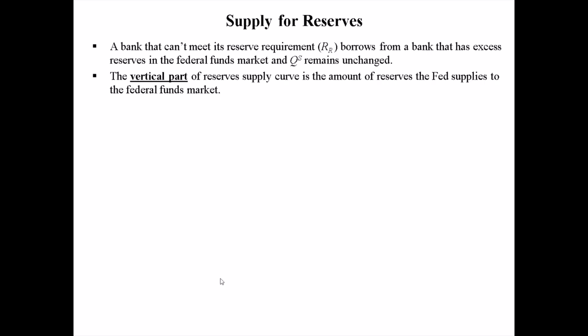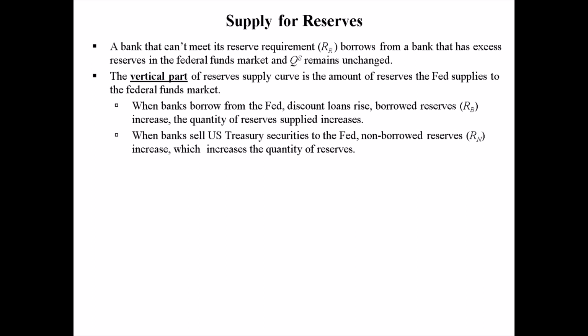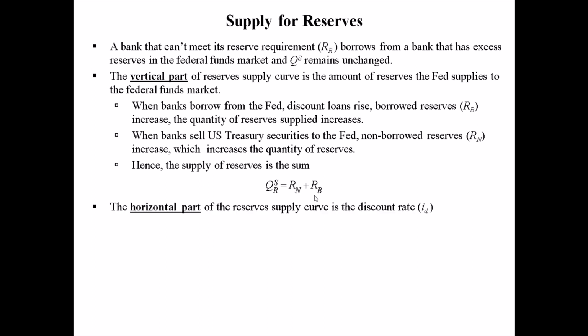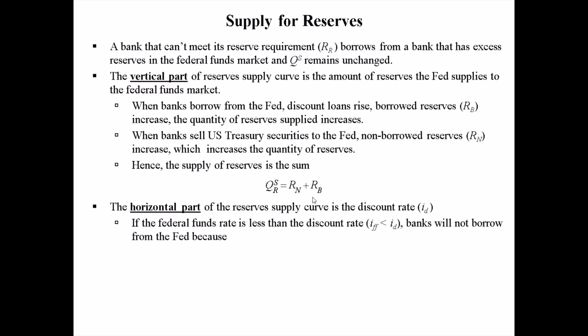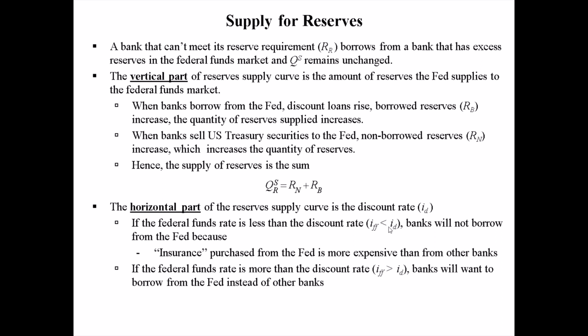The supply of reserves has a vertical part, which is the sum of borrowed reserves and non-borrowed reserves. Non-borrowed reserves is huge, and borrowed reserves is usually 0. Okay, and that's because if the discount rate is bigger than the federal funds rate, then banks are going to want to borrow from other banks at the lower rate. They're not going to want to borrow from the Fed. So they're not going to go to the discount window and borrow from the Fed. And this is normally the case, right?